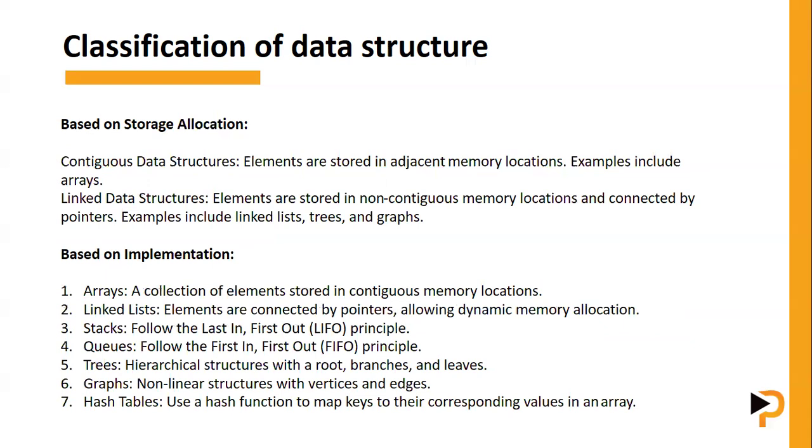Next, based on storage allocation, contiguous and linked data structures. Contiguous is obviously where the memory allocation is adjacent. An example is obviously the array. And linked data structures are data structures created by using linked lists, where insertion and deletion is by means of nodes. Examples include lists, trees, and graphs. Based on implementation, now here it is: arrays, linked lists, stacks, queues, trees, graphs, and hash tables.